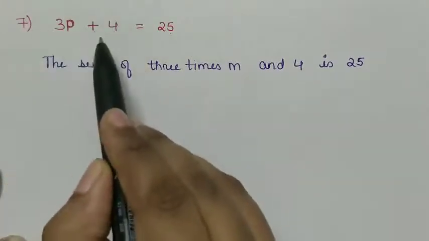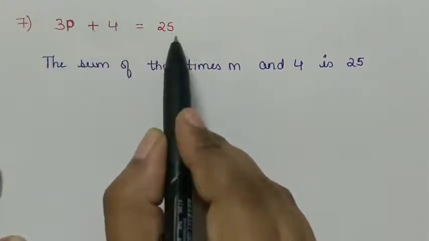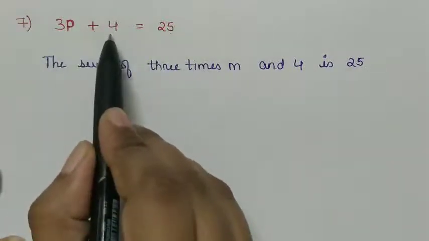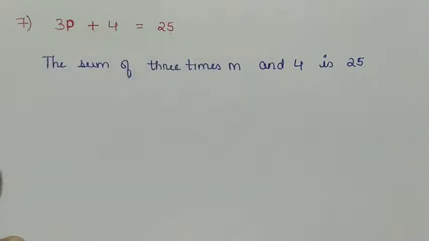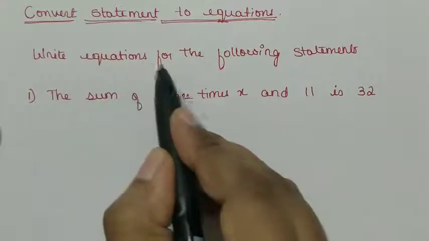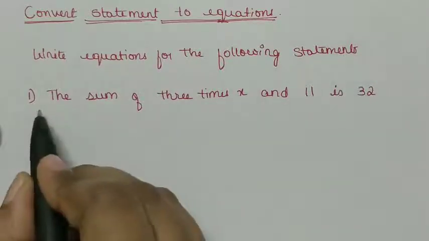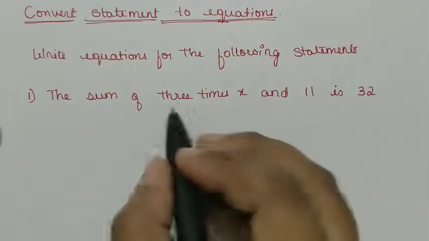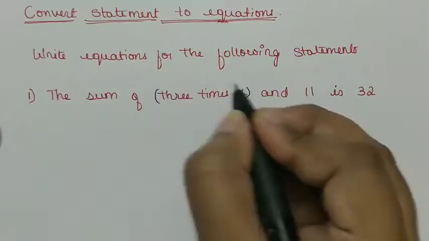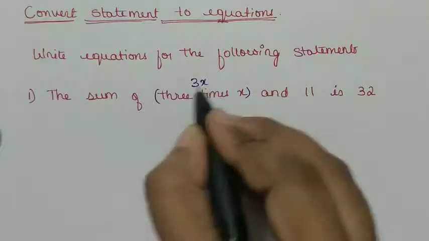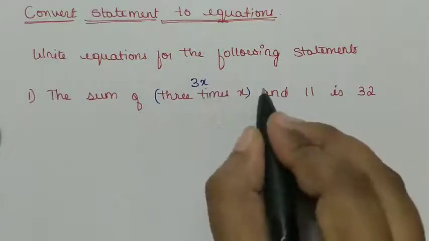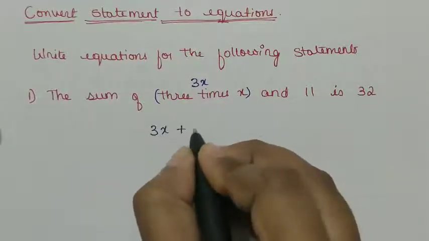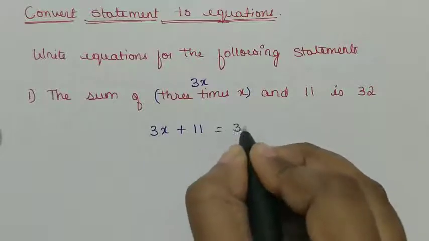Seventh one, 3p plus 4 equal to 25. In statement form, the sum of 3 times p and 4 is 25. Write equations for the following statements. First one, the sum of 3 times x and 11 is 32. 3 times x means 3x. The sum of 3x and 11, that means 3x plus 11 is 32. 3x plus 11 equal to 32.